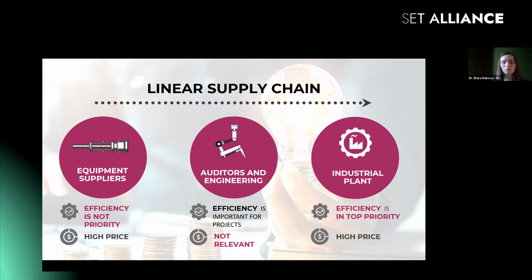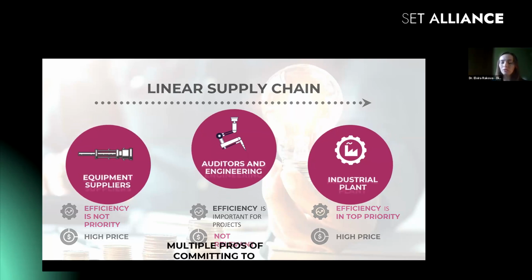This is why there are many efficient solutions available at each single step, but it's usually hard for them to sell. Auditors and engineers, efficiency for them, of course, is important, but in terms of price it's again not relevant, so they don't pay for this. Auditors are usually smaller companies that do the performance audits. And of course, the industrial plant is who struggles the most. They pay a lot of money for their energy bills, and efficiency is a priority for them.